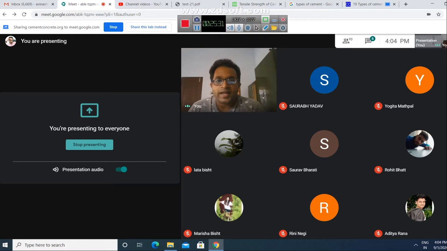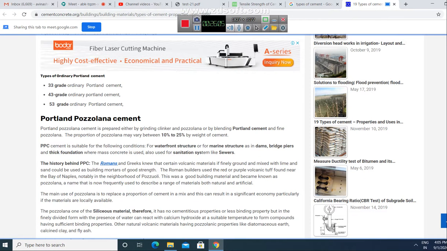For example, fly ash. You might have heard about fly ash. Fly ash is a pozzolanic material. When you wet it, fly ash will not show any tendency to harden like a cement. That is why we say that fly ash does not have any cementitious property. But once fly ash is mixed with cement, it can show cementitious property. So in the ordinary Portland cement, you will be adding some pozzolanic material. Then you call it a Portland Pozzolana cement.